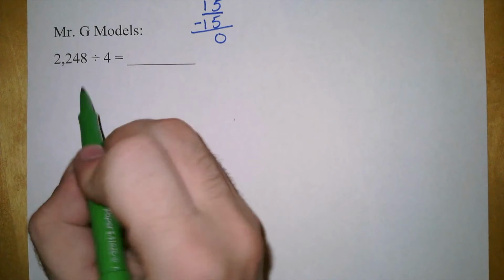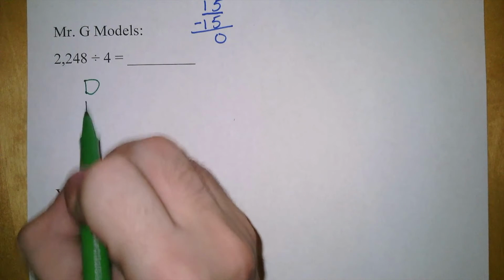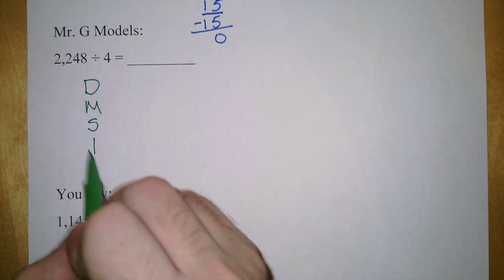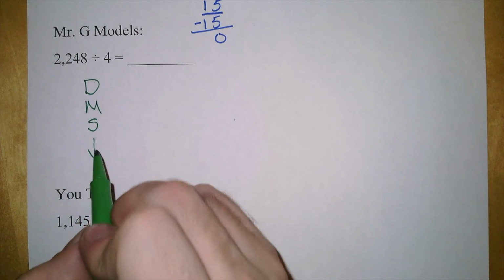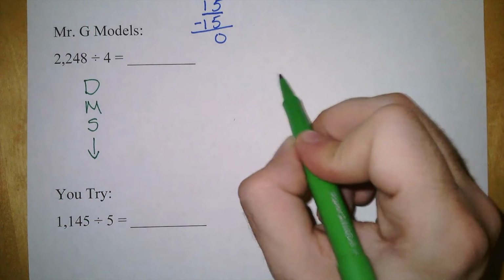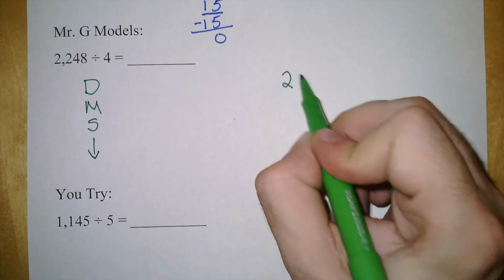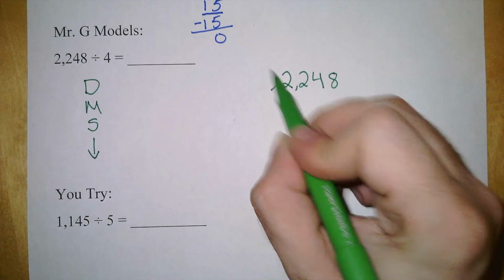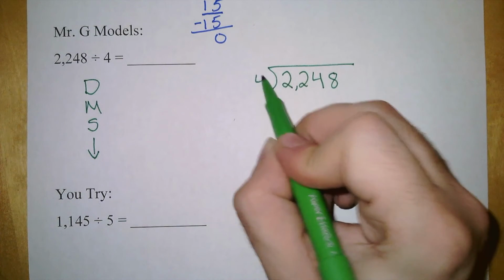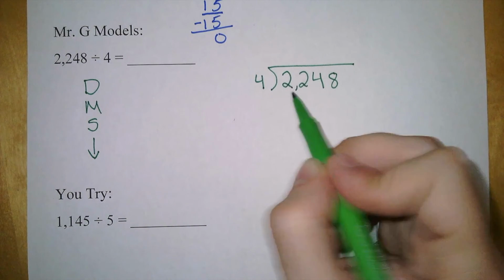Alright, but just as we did before, we are going to put DMS down. Again, that stands for divide, multiply, subtract, bring down. Those are all of the steps that we're going to follow. Over here, I'm going to write 2,248 divided by 4.